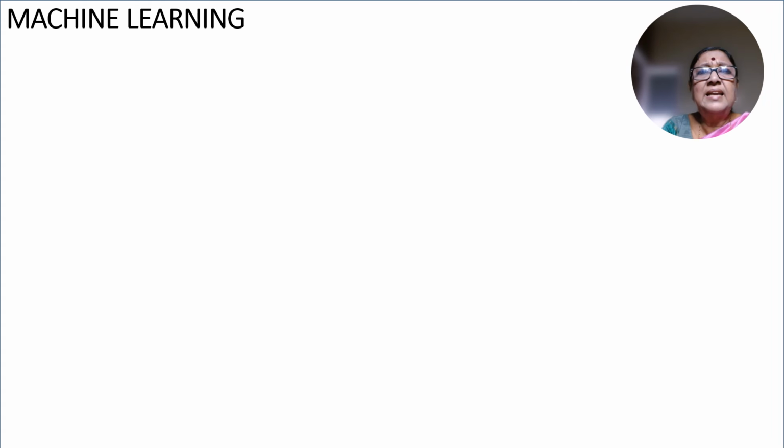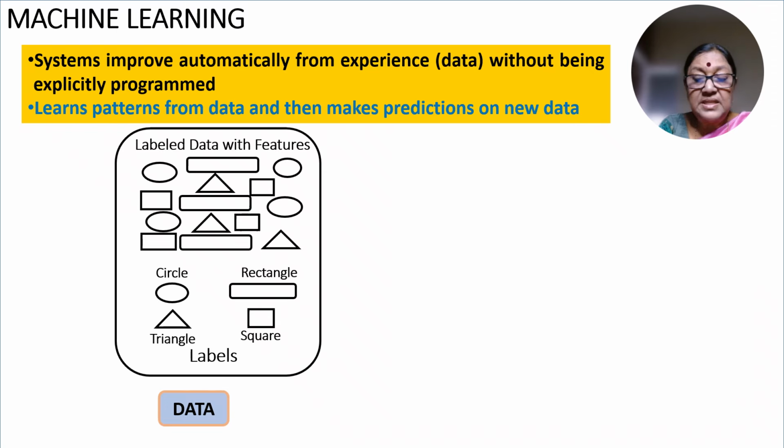Actually, today's AI is mostly operated by machine learning algorithms. Okay, so machine learning is a component of most AI today. So let us first look at the definition. They are systems that improve automatically from experience. What is experience? Experience in terms of AI and machine learning is data, without being explicitly programmed.